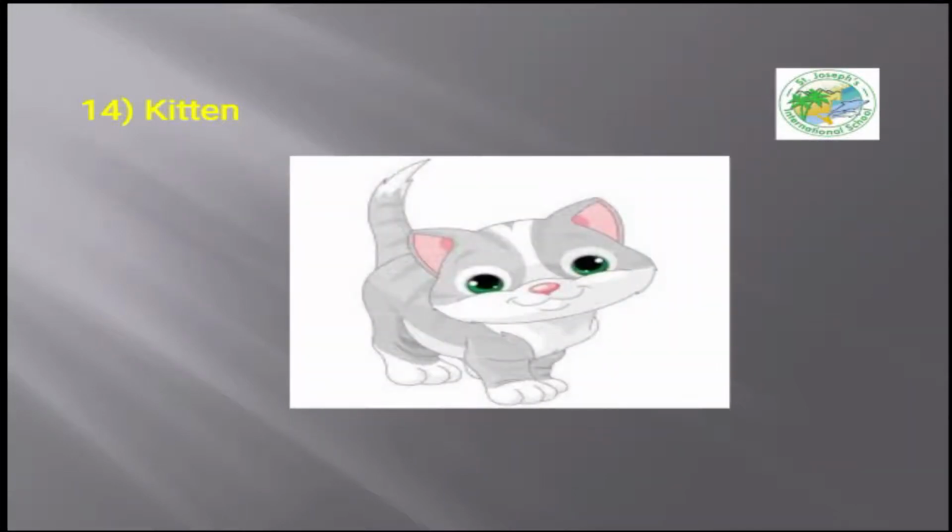The last word we have today is kitten. What is the difference between kitten and cat? Cat is the big one. But kitten is the small one. Okay, so kitten is a small cat, but cat is the big one. We have finished the vocabulary.